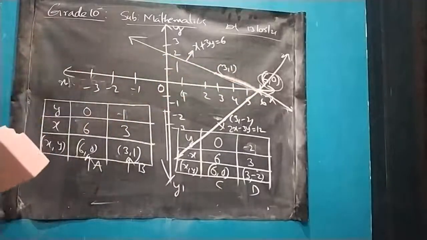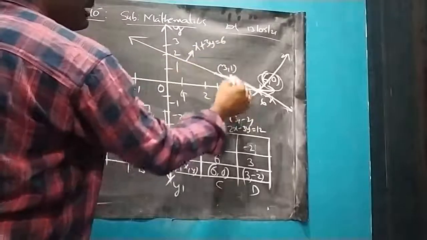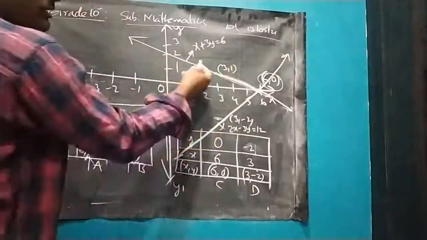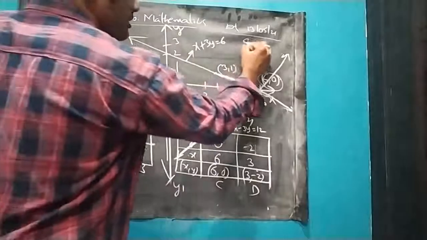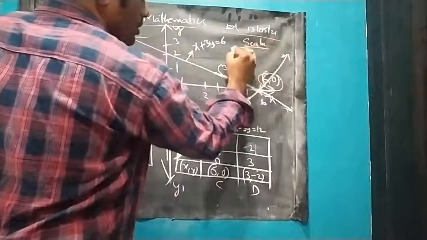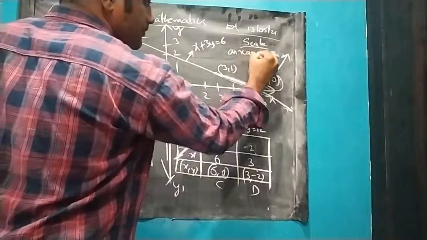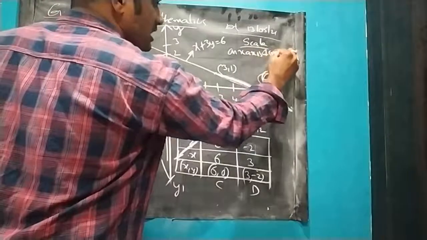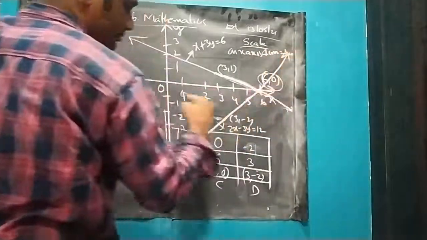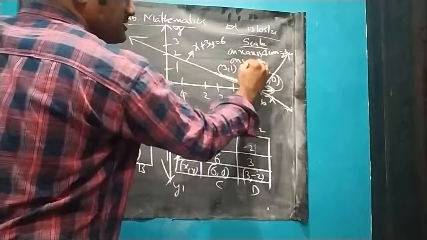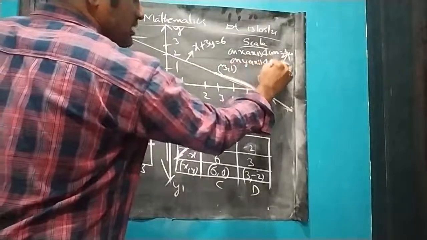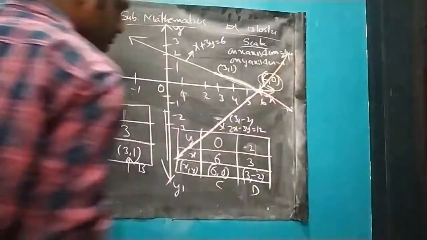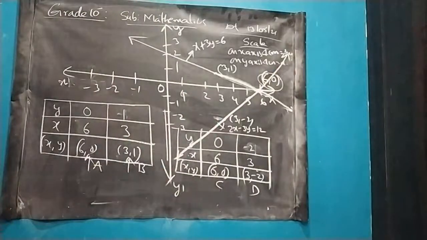So this graph is clear now. The graph is very important. They will allocate half of the marks to the graph only. So we have to write the scale also. On the x-axis, we are taking 1 centimeter is equal to 1 unit. On the y-axis, we are taking 1 centimeter is equal to 1 unit. All these things have to be mentioned.